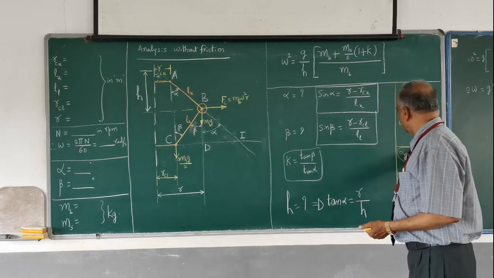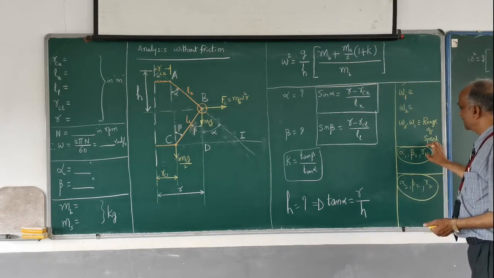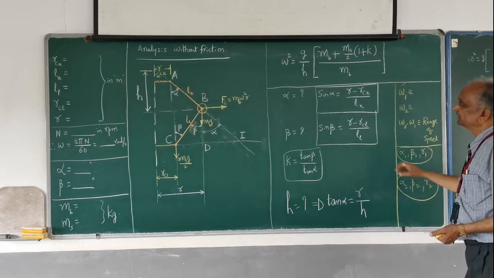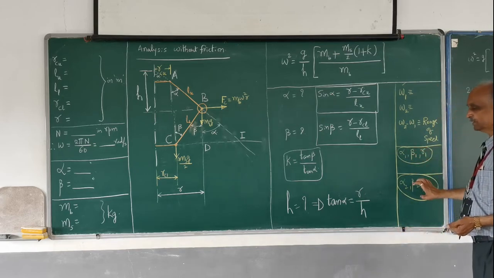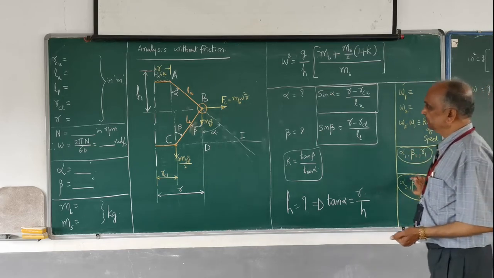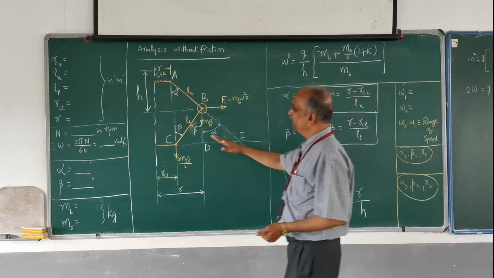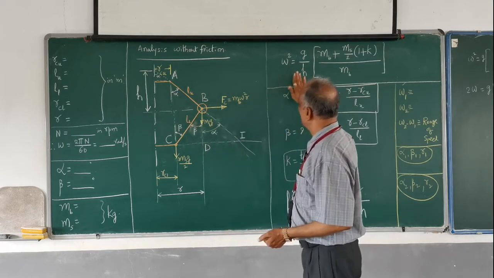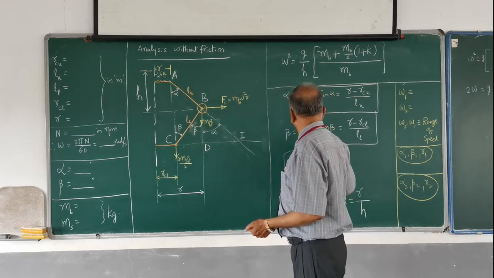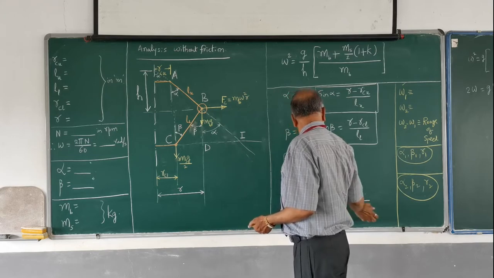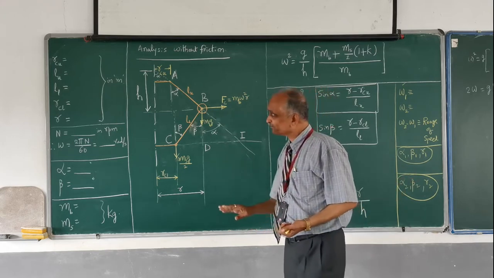So now you can use alpha 1, beta 1, R1, alpha 2, beta 2, R2 in general, corresponding to the lowest position and the topmost position. And if you are talking about a position in between, I simply call it alpha, beta, R, and omega.